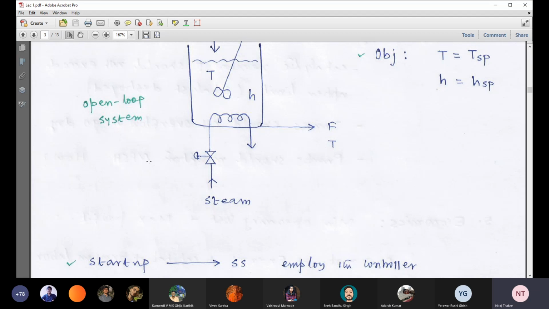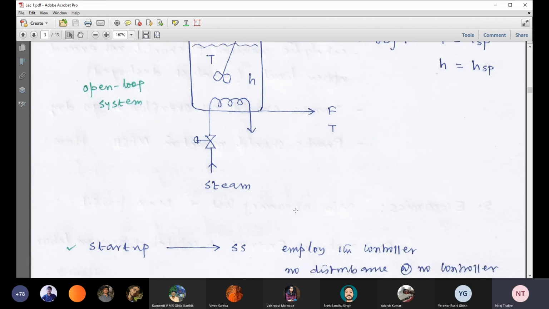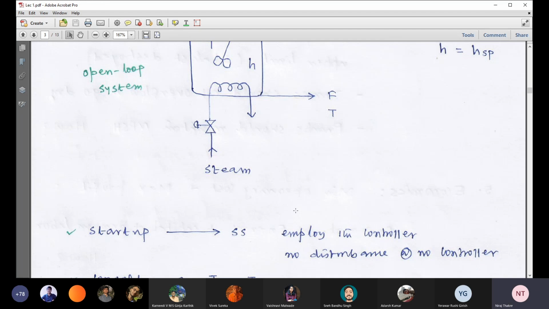Now, before going to discuss the closed loop system, let us note down one point. Initially, when you are going to start a particular process, we do not have steady state. So our first work is to start the process and bring it to steady state condition. After reaching steady state condition, SS, you can employ the controller. I repeat the point: you have one process, you just start the process. At the starting, you do not have steady state. So we bring that process from startup to steady state condition, which I have represented by SS. SS means steady state. So after achieving the steady state condition, only then can you use the controller.